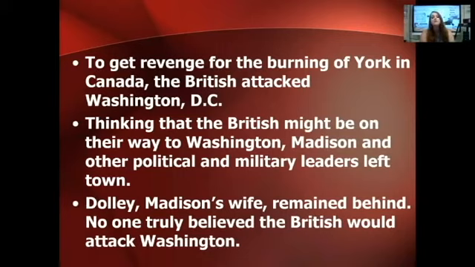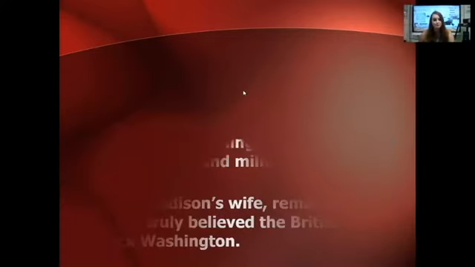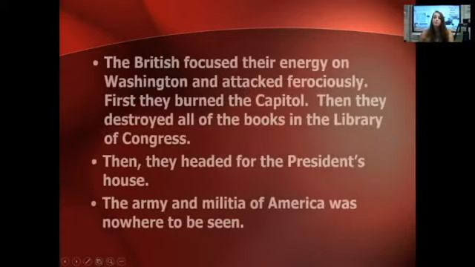Now, thinking that the British might be on their way to Washington, President Madison and other political military leaders were forced to leave town. You have to protect the president and other leaders at all costs, so they were forced to leave. Now, his wife was a little bit more stubborn. Dolly Madison, the president's wife, remained behind because she, among many others, truly believed that the British would not attack Washington. Now, the British did, unfortunately.